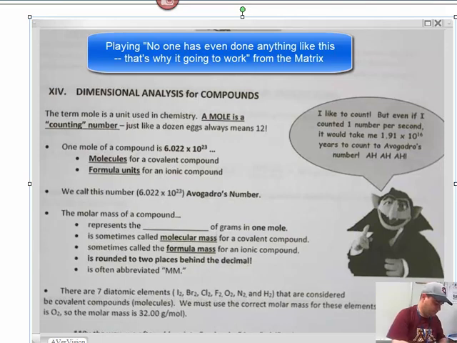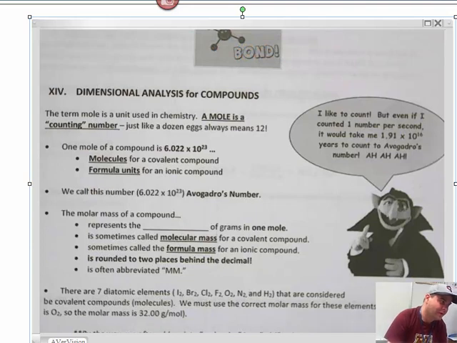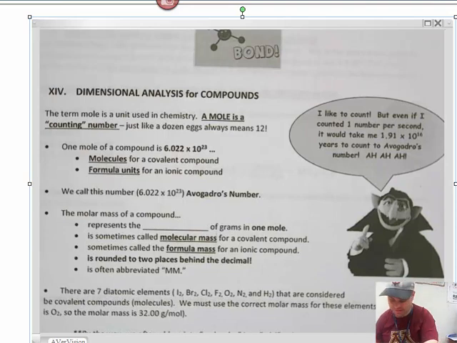We have done things like this before. We have done it for elements, and I taught you how to do dimensional analysis back in Unit 1, so this is a continuation of that. Now we are going to do it for compounds here.